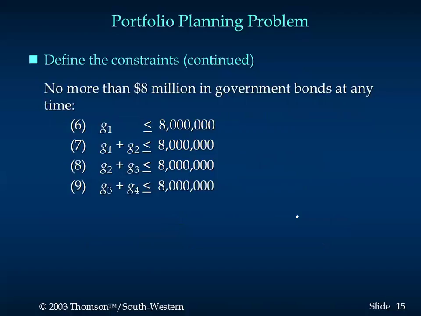Now, also, at no point of time should we have more than 8 million invested in government bonds. So, initially, G1 less than or equal to 8 million. Then in the second month, G1 plus G2 should be less than or equal to 8 million. Then G2 plus G3 in the third month should be less than or equal to 8 million. And in the fourth month, G3 plus G4 should be less than or equal to 8 million.